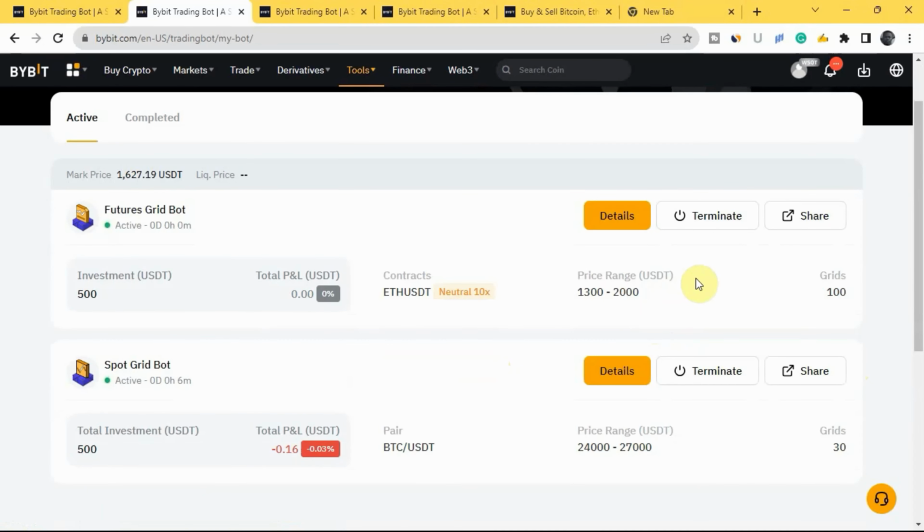Now, one thing you should take note of is that you can terminate or close any of these trading bots at any time, just like the DCA. You can just come right here, click terminate, and end it. So as you can see on the screen, I've just used my trading bot to do DCA, futures trade, and spot trade. If you're the kind of person that is always busy and you don't have time for trading, then this is perfect for you.